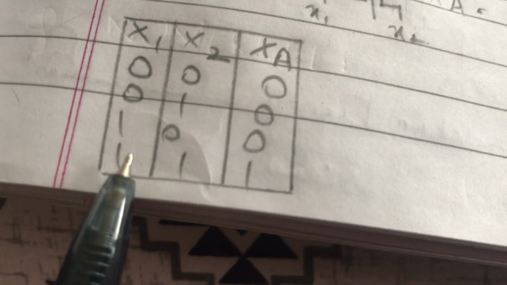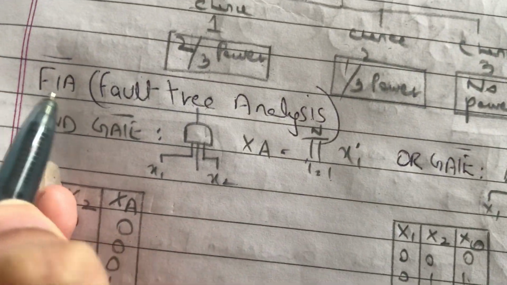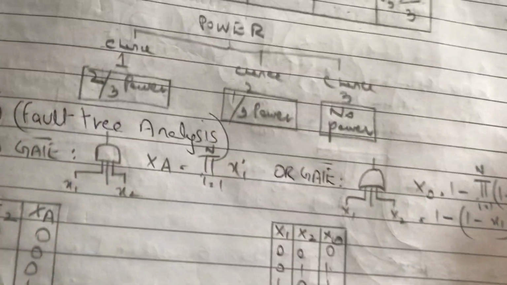And in AND gate, it is necessary for all the inputs to be high to get a high output. So these are the properties. This is the basic thing, and I have explained it because it is necessary to start the fault tree analysis. So how can we draw our fault tree analysis?